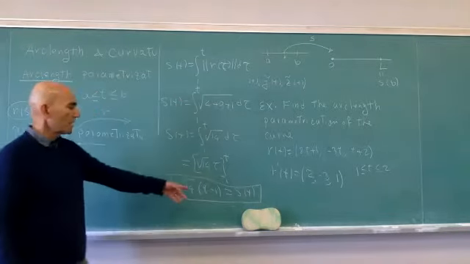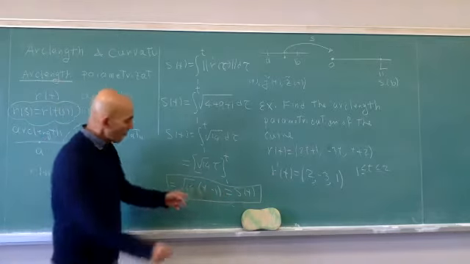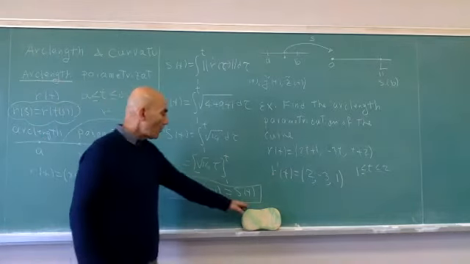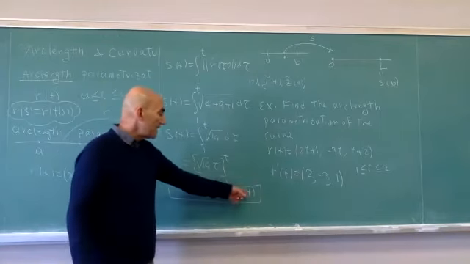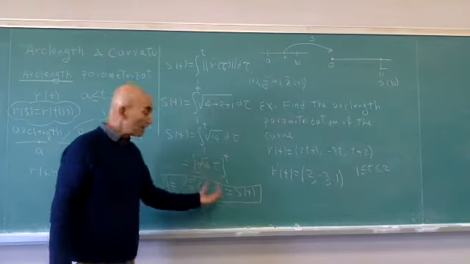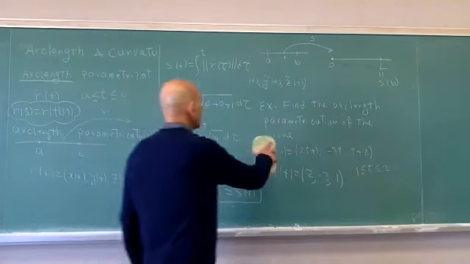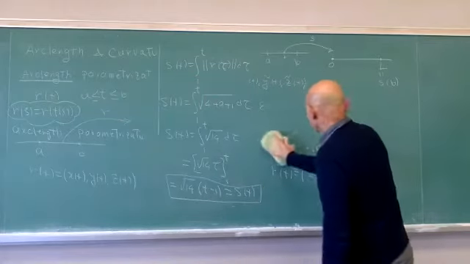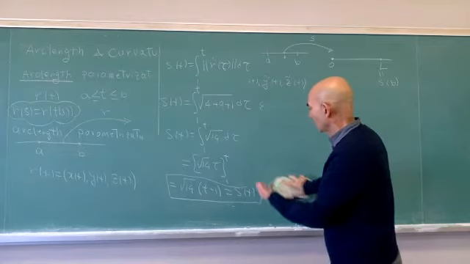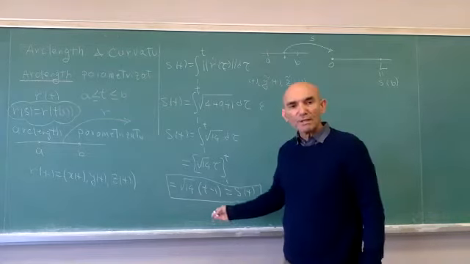This is the function s of t, which is root 14 t minus 1. Now we have to find t as a function of s. So we have to invert this function, or in other words, find the inverse function. So how do we invert this function?